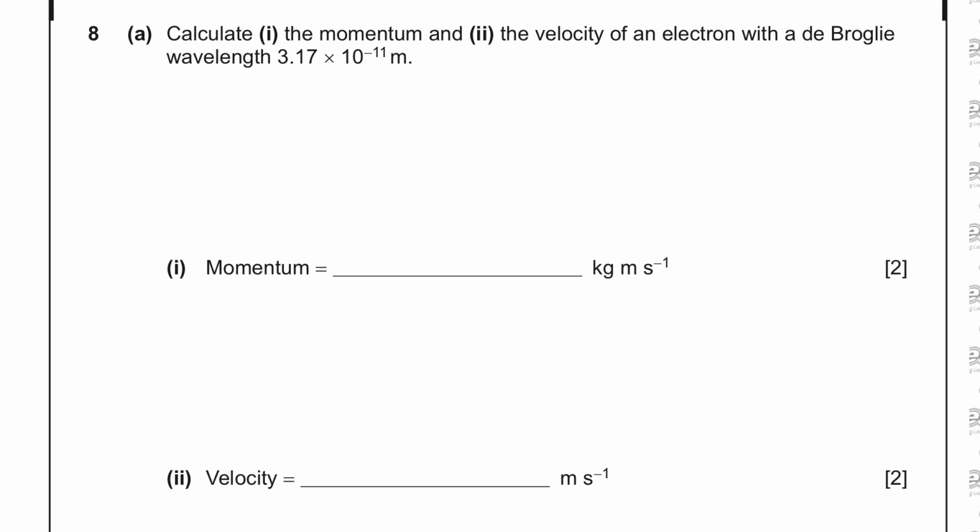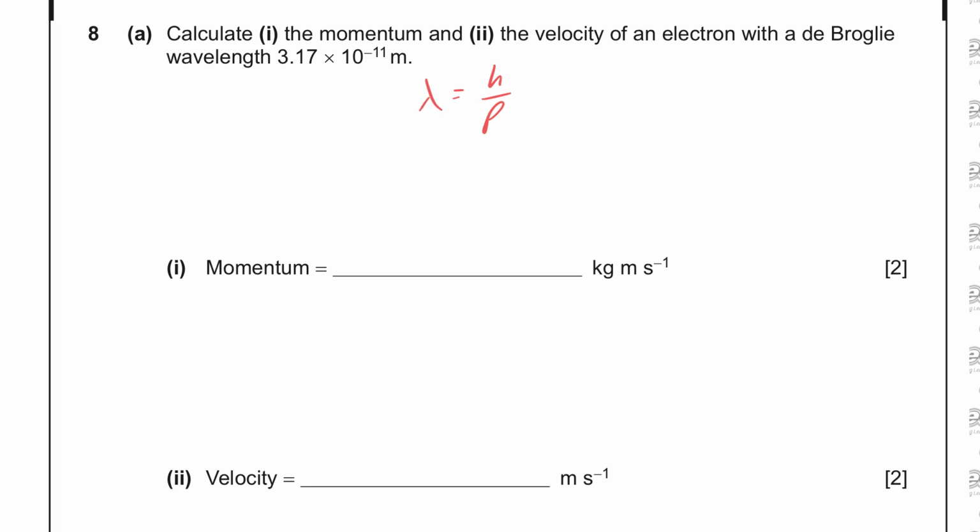Question 8, Part A. Calculate 1, the momentum, and 2, the velocity of an electron with a de Broglie wavelength of 3.17 times 10 to the minus 11 meters. So we've got a calculation for momentum and a calculation for velocity. So we need our equation for the de Broglie wavelength. The de Broglie wavelength lambda equals h, Planck's constant, over p, the momentum. So p is going to be h over lambda.